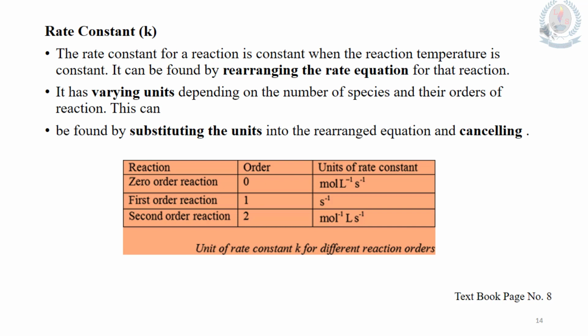If you consider a zeroth order reaction, the units of the rate constant are mole per liter per second, or we can say mole per cubic decimeter per second. If it is a first order reaction, the units of the rate constant are per second. If it is a second order reaction, the units of the rate constant are per mole liter per second, or we can say per mole cubic decimeter per second.